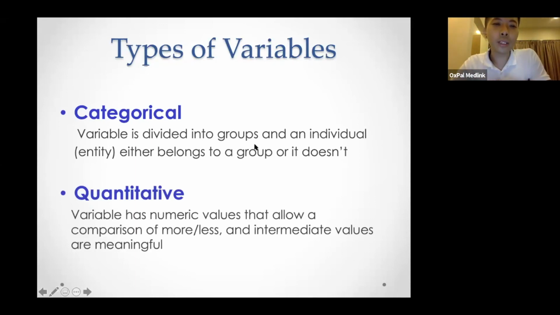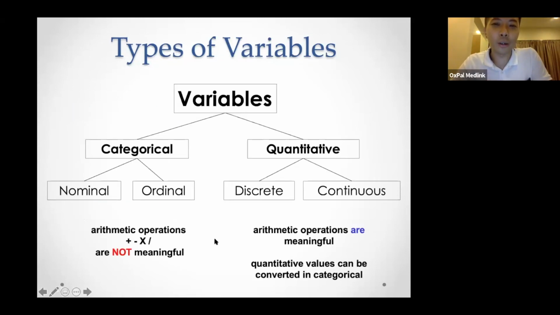And we have quantitative. The variable has numerical values that allow comparison of more or less, and an intermediate value is always meaningful. So in this case, 170 and 171 in terms of height are numeric values, but there is also an intermediate value, 170.5, which is still meaningful, although we might not use it that often.